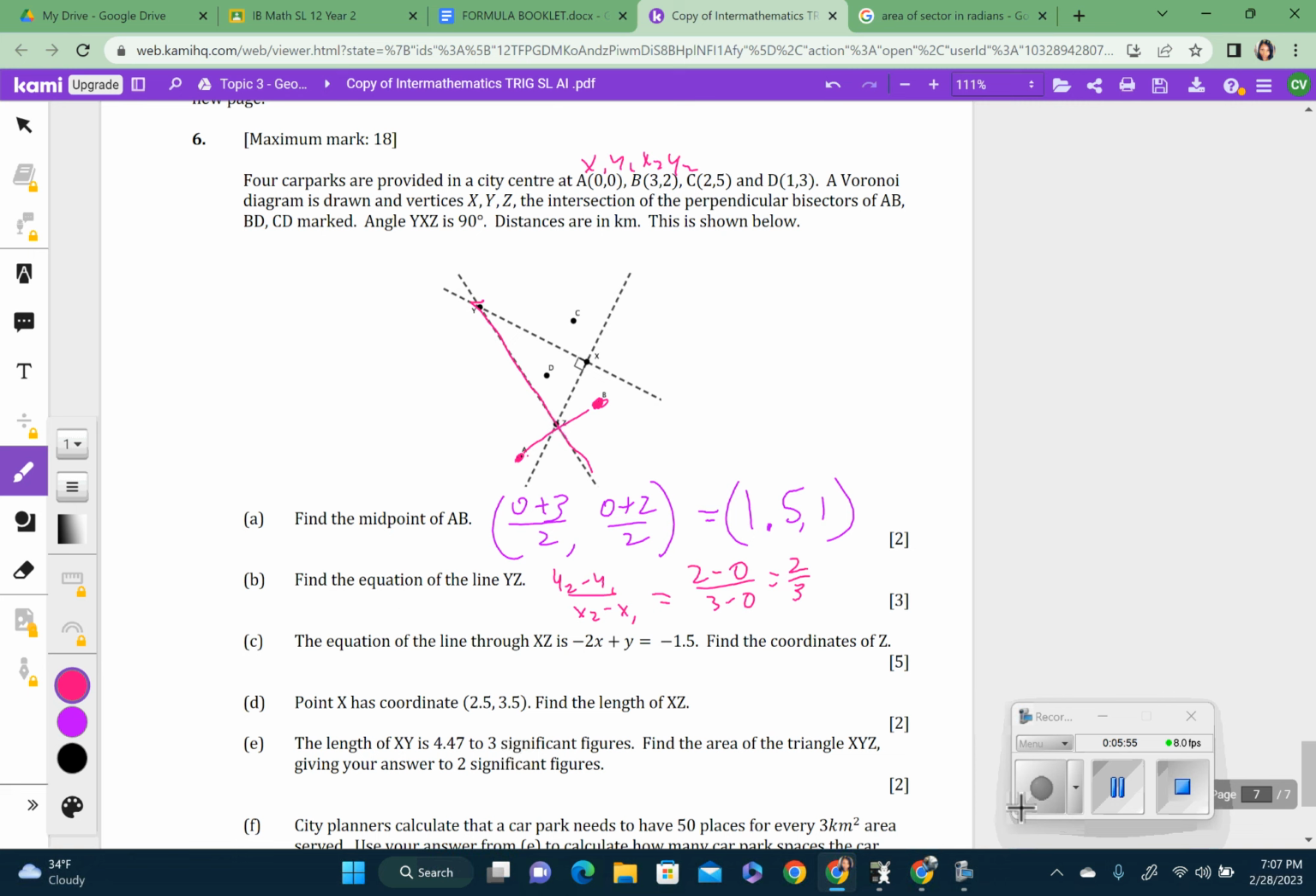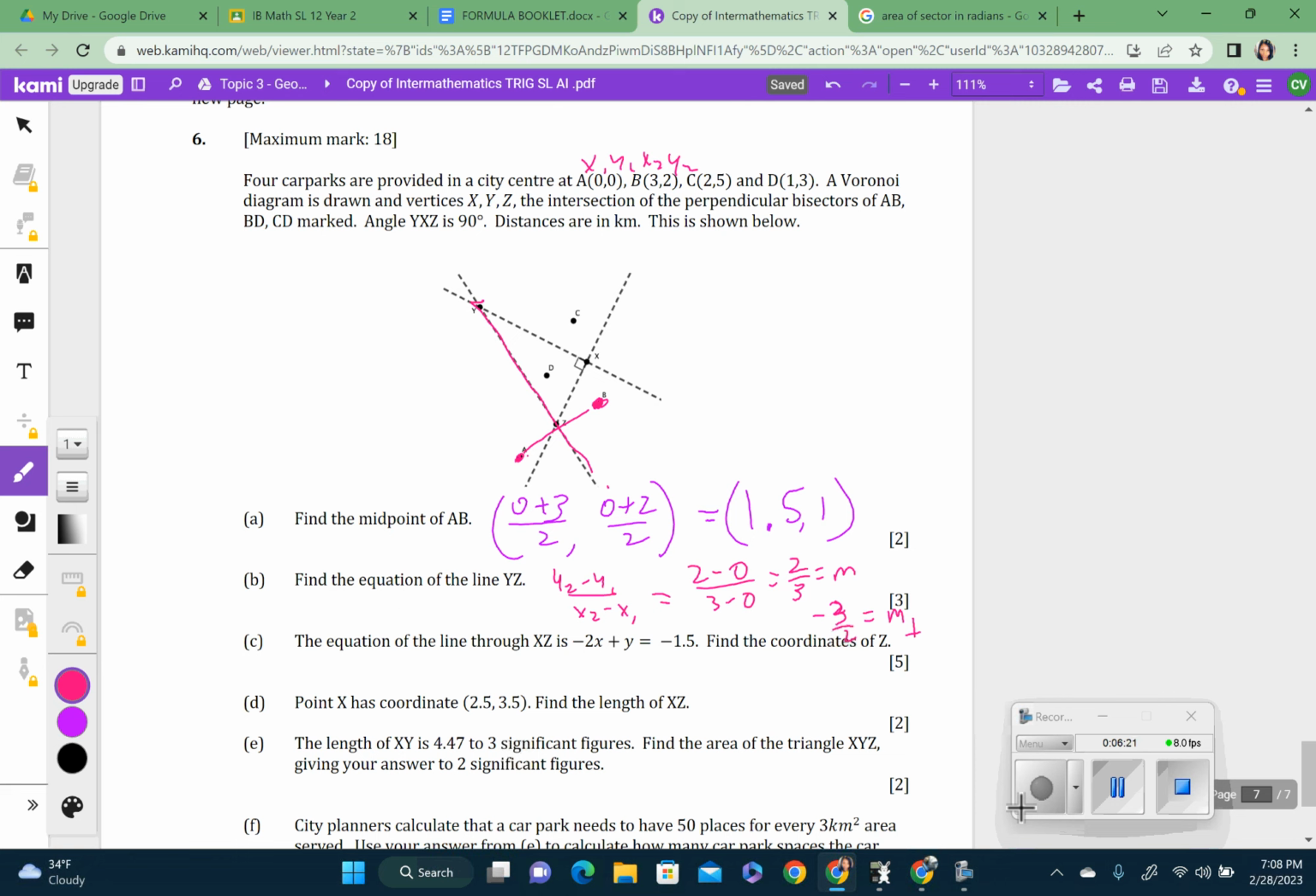This perpendicular bisector is going to have, I'm going to take this slope right here. This is my m, and I'm going to find the negative reciprocal of it. So the negative reciprocal of 2/3 is going to be negative 3 over 2. So that's the slope of my perpendicular bisector.